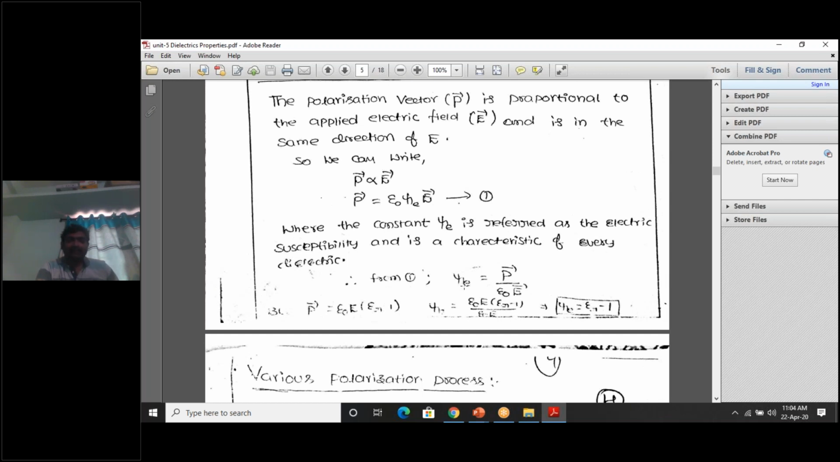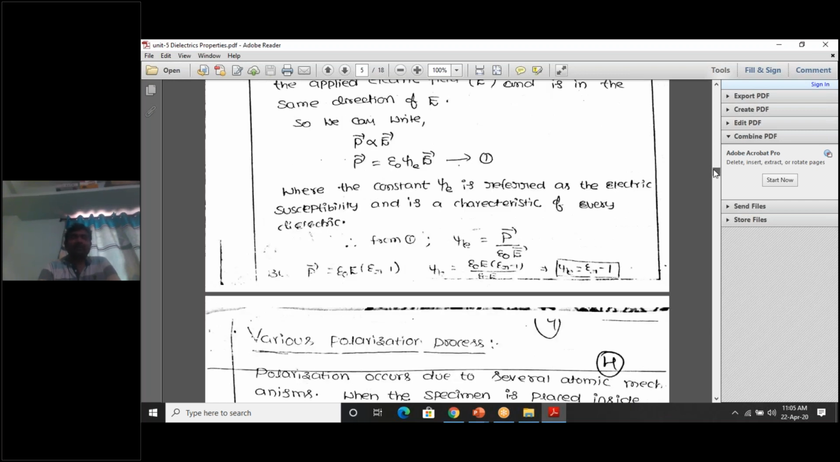Electric susceptibility, in a definition, we can define it as the ratio between the polarization vector P bar to epsilon naught times the applied electric field. So P bar, the polarization vector, divided by epsilon naught, which means permittivity of free space, into E, the applied electric field. The ratio between P bar to epsilon naught into E is called as what? Electric susceptibility. Electric susceptibility is the ratio of polarization vector to epsilon naught times the applied electric field. This is the definition of electric susceptibility.